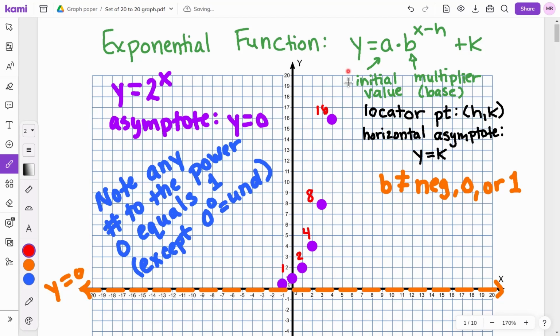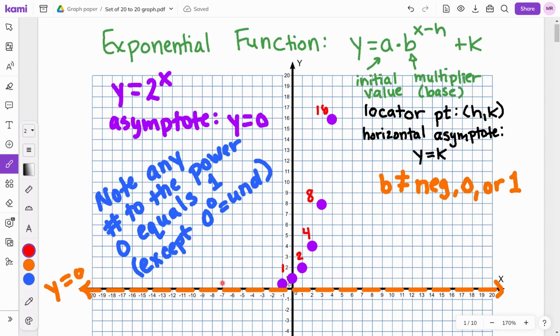Going backwards, 16, half of 16 is 8, half of 8 is 4, half of 4 is 2, half of 2 is 1, half of 1 is a half, half of a half is a fourth, 1/8, and so on. Now, as I go half and half and half, I will never get to 0. I'll always have half of that left.